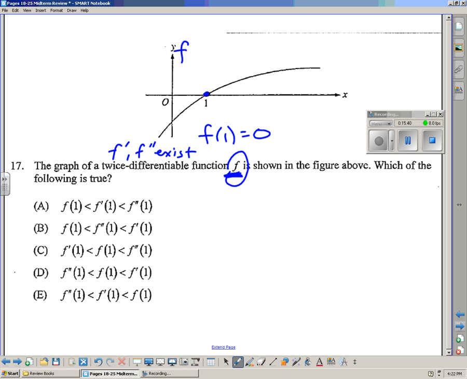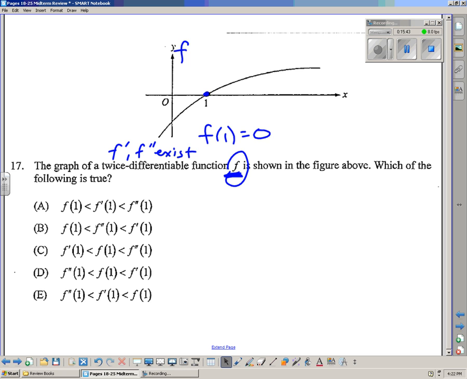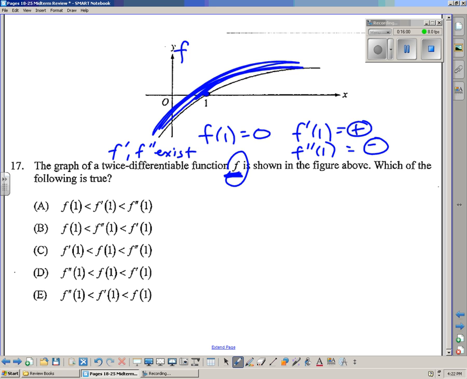Now, f prime at 1 is the slope at 1. If we look at the slope at 1, it's pointing upward, it's positive. And f double prime of 1 would refer to the concavity. Well, we are on a sad-faced track here. We are concave down, so the second derivative is negative. So if we're trying to list them in order, the second derivative would be the most negative, followed by f of 1, which is 0, followed by f prime at 1, which is positive. So choice D is the correct answer here.